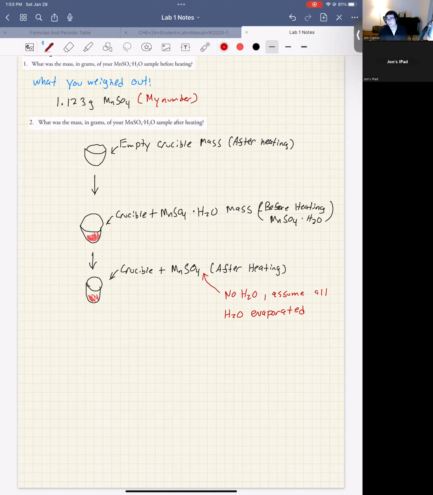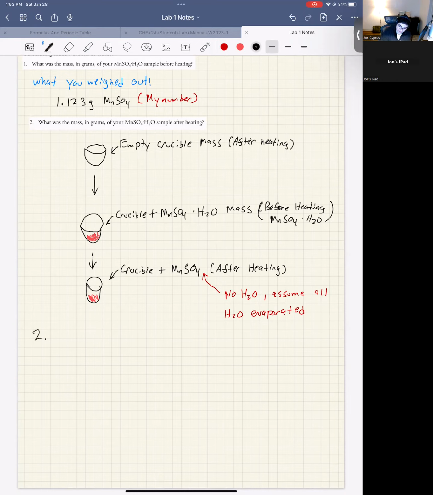Whether or not it did is another question, right? Probably didn't. So most of it probably did. You're going to assume all of it did. So before you had manganese sulfate with water in it. Now you have manganese sulfate with no water in it after you heat it. So the sample mass after heating, right?